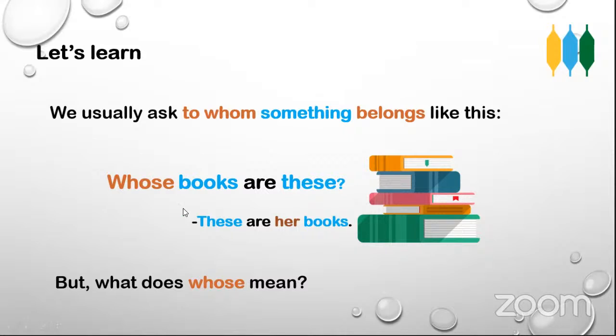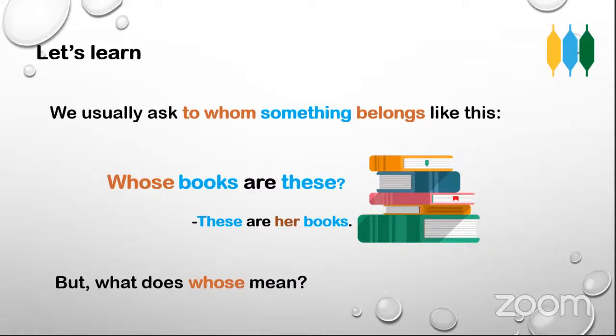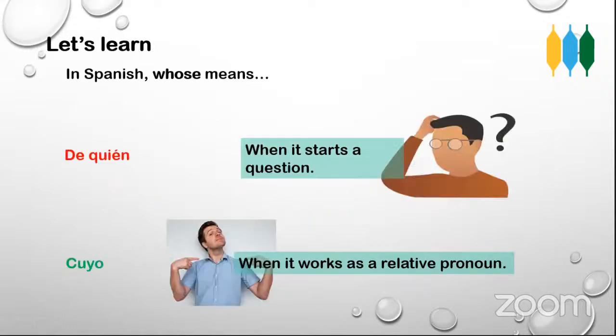Here we just got a set of books and I just can ask, whose books are these? As in this case, I'm just asking about who owns the books. For example, we could have an answer like, these are her books. And now we're just going to focus on this word, whose. What does whose mean? Well, this just got some translations. In Spanish, when we start a question with whose, usually we take whose as de quién. But when we use whose in a statement, it usually can be translated as cuyo. But we're going to see how to use whose for questions and statements.